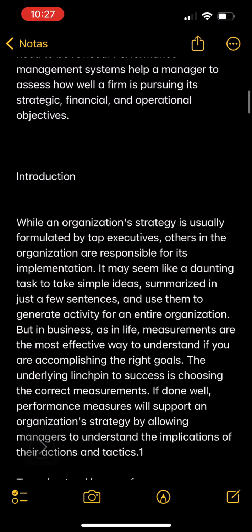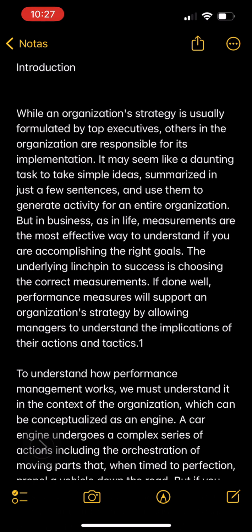Introduction. While an organization's strategy is usually formulated by top executives, others in the organization are responsible for its implementation. It may seem like a daunting task to take simple ideas, summarized in just a few sentences, and use them to generate activity for an entire organization. But in business, as in life, measurements are the most effective way to understand if you are accomplishing the right goals. The underlying linchpin to success is choosing the correct measurements.